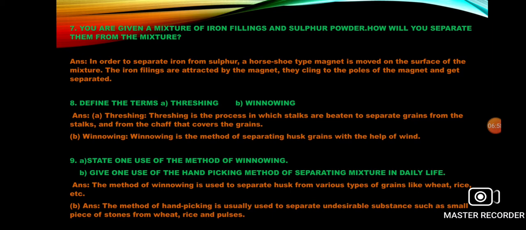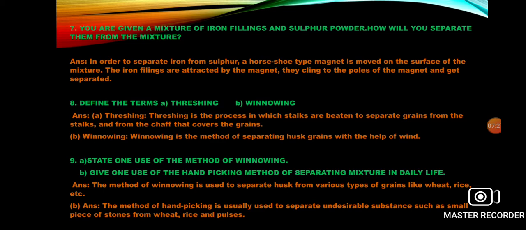Next, define the term threshing and winnowing. So what is threshing? Threshing is a process in which stalks are beaten to separate grains from the stalk and from the shaft that covers the grain. And what is winnowing? Winnowing is simply a method of separating husk from grains with the help of wind. Because the husk is lighter in weight, it is separated with the help of wind, and of course a winnowing tray is required for this process.